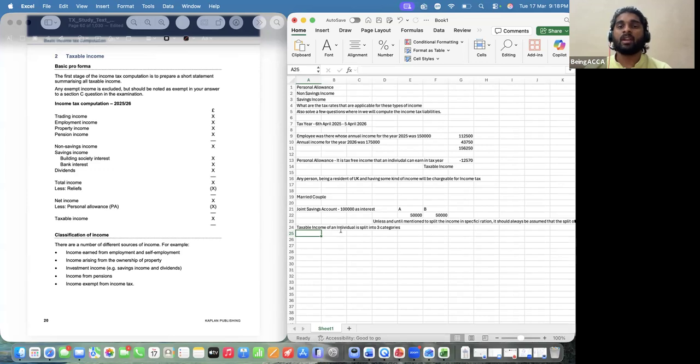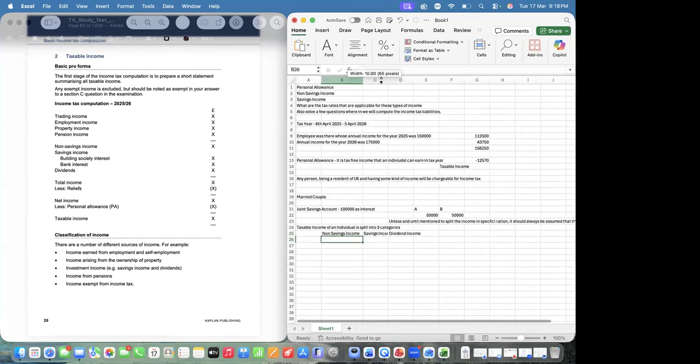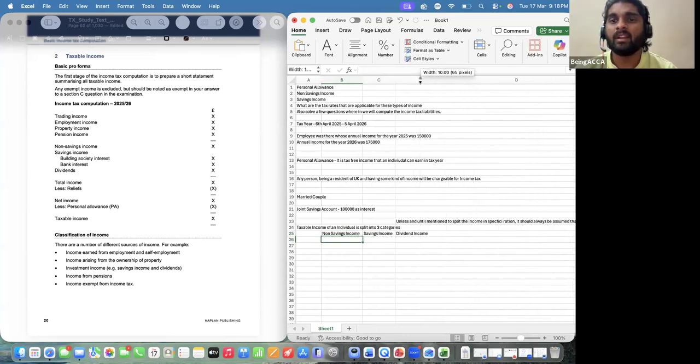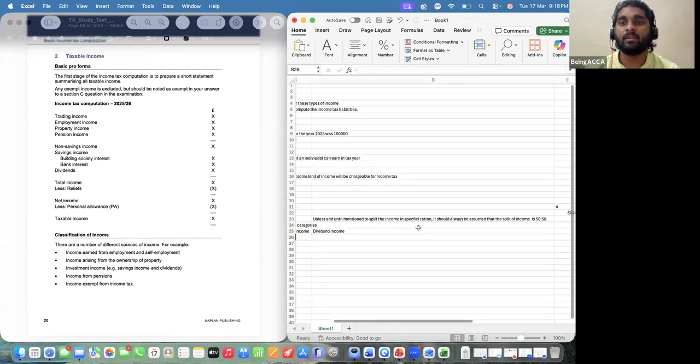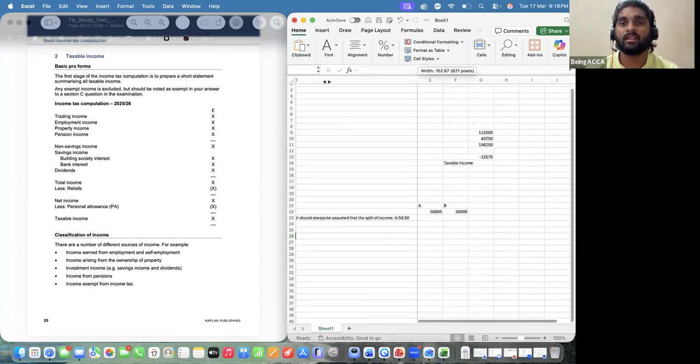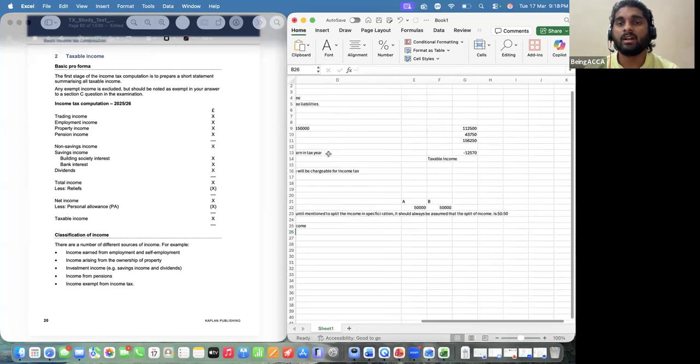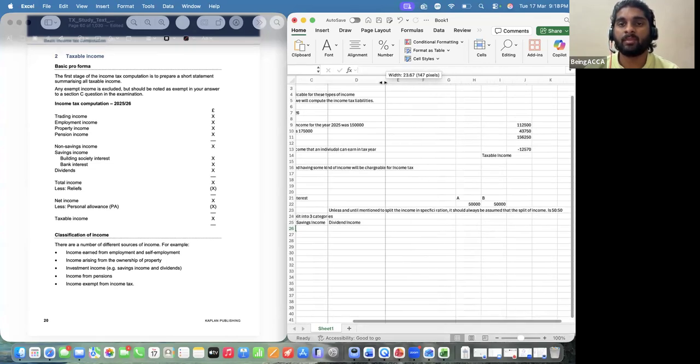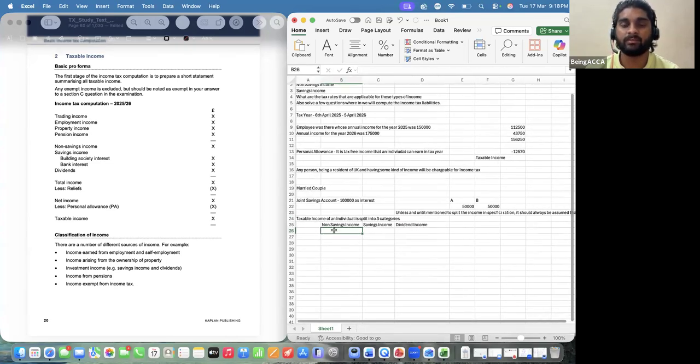Okay. But what happens is these incomes are broadly split into three categories: non-savings income, savings income, and dividend income. Yes, sir. So non-savings income is nothing but income that you generate based on whatever you earn. That is your non-savings income. It is based on what you earn, like salaries and all of those come part of non-savings income.